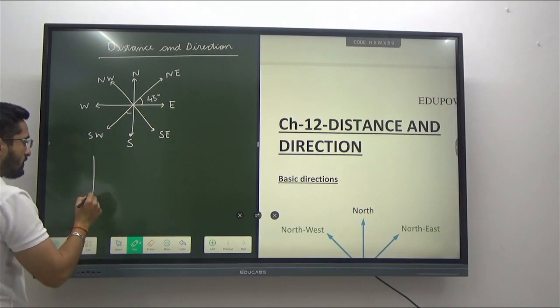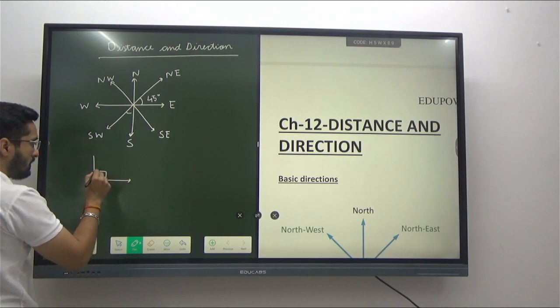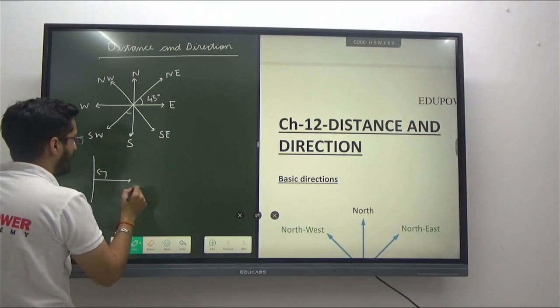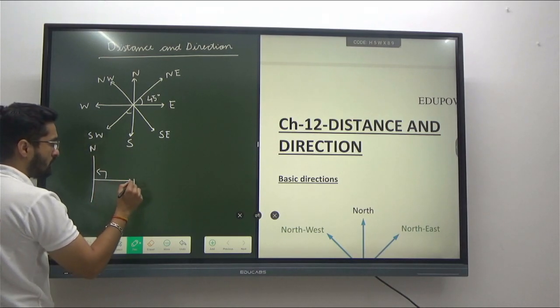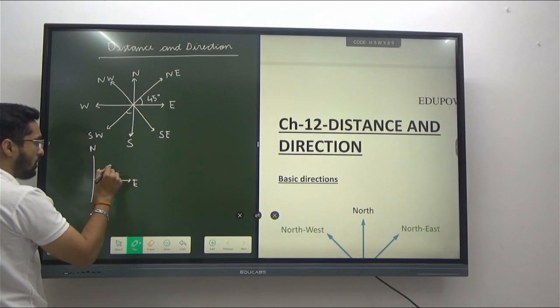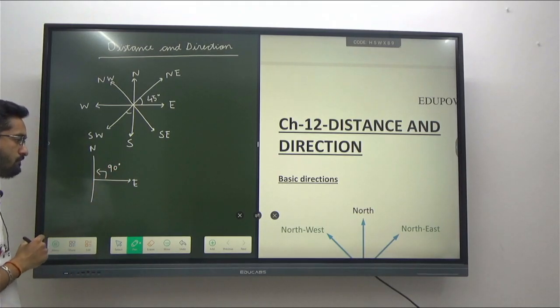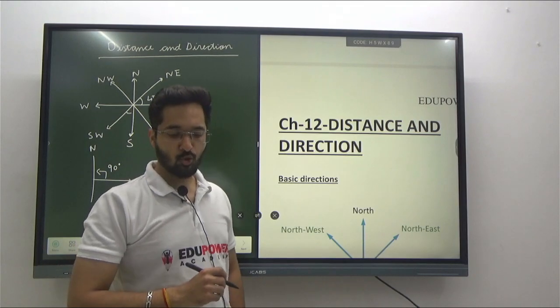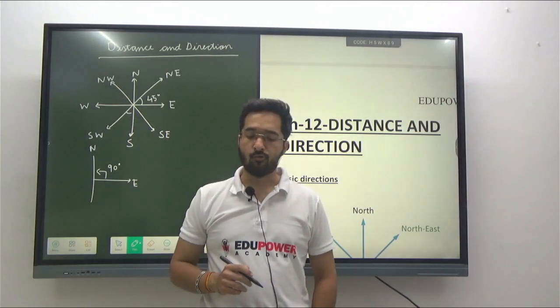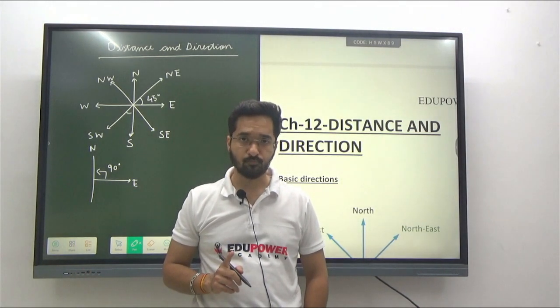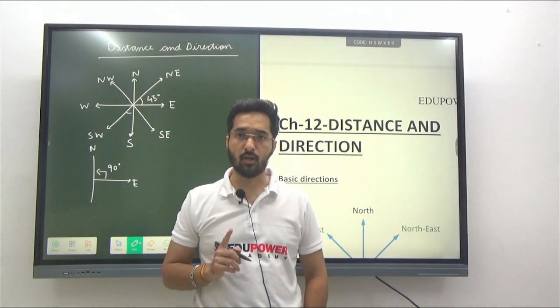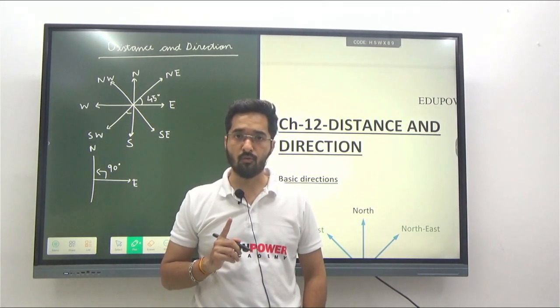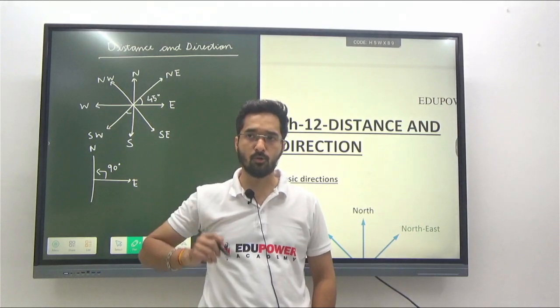And if I talk about angle in general, the angle between north and east will be 90 degrees. So, we should be aware of the fundamental 8 directions. These are the fundamental 8 directions which we should be aware of. Please make a note of it.